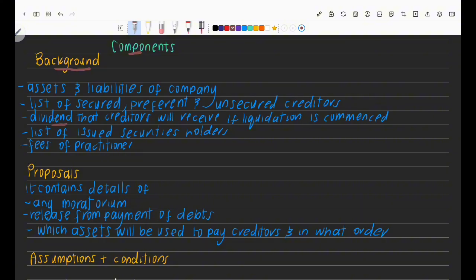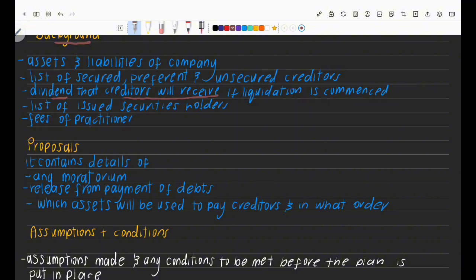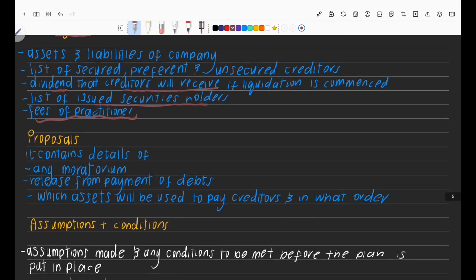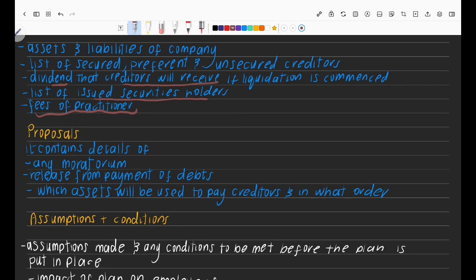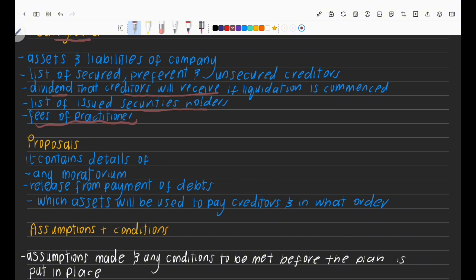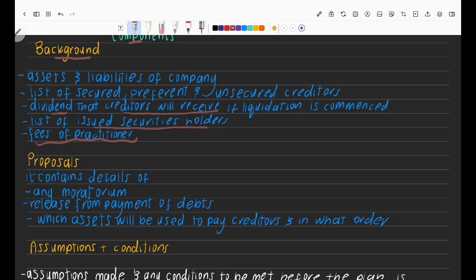The dividends that the creditors will receive if the liquidation process is commenced. The list of issued security holders, so they want to know the shareholders, right? And it must have some information about how much the practitioner is going to be paid. If you remember, we said they're going to be paid based on a tariff that is decided by the minister, right? The second component of this plan is the proposal.